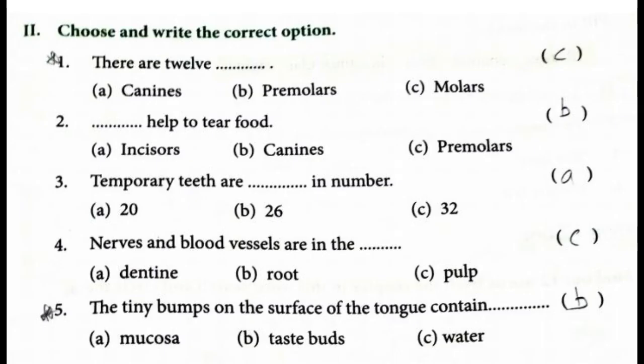Next, second section, choose and write the correct options. First, there are 12 molars. Second, canine helps to tear food. Third one, temporary teeth are 20 in number. Fourth one, nerves and blood vessels are in the pulp. Fifth one, the tiny bumps on the surface of the tongue contain taste buds.